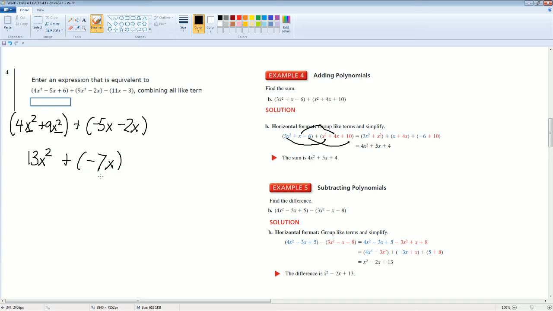All right. Can you add these two together? Can you do 13x squared plus negative 7x? No, you can't add. This is a power of 2, and this has a power of 1, right? The degrees are different. Or if you want to think about it in terms of degree, this is degree 2 and this has degree 1. It doesn't work. You can't add these.